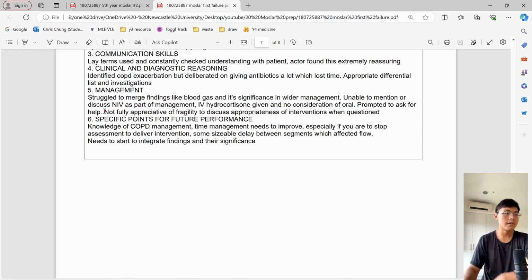Unable to mention or discuss NIV. That's what he meant. Prompt to ask for help. The reason for that is that I was so focused on prescribing doxycycline, I was flipping through the BNF like lightning, and I lost a lot of time. When I got to half of D, I hadn't even got to temperature.